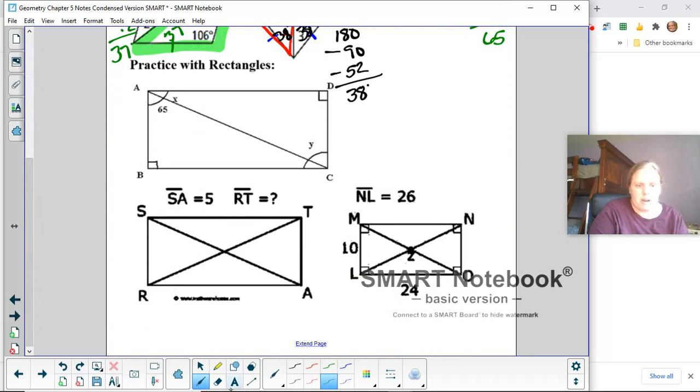All right, now for some practice with rectangles. So remember, on a rectangle, you have to have 90-degree corners. Well, D and B are already showing as 90. But remember, angle Y, or I guess this whole corner, angle C. I think angle Y is just that little piece. And this corner, angle A, those will also be 90.